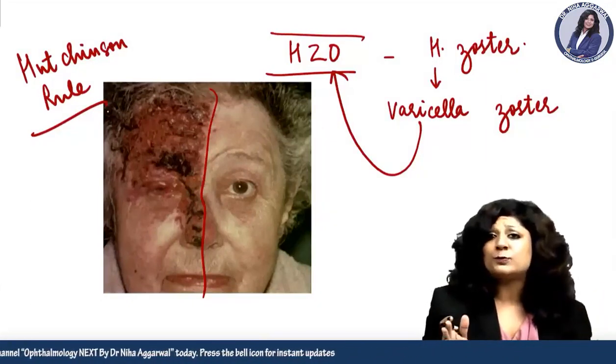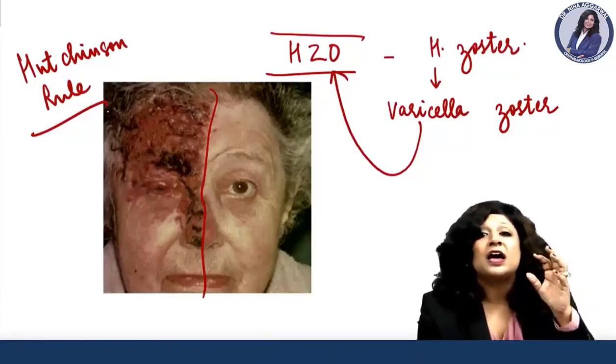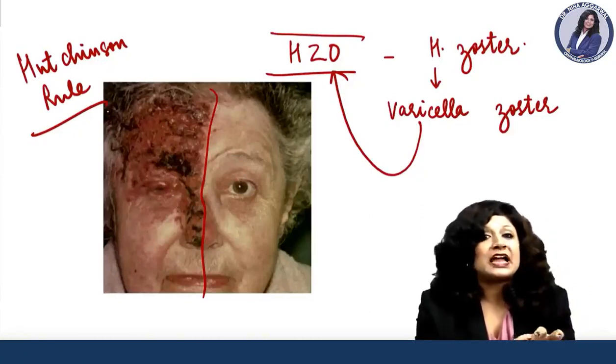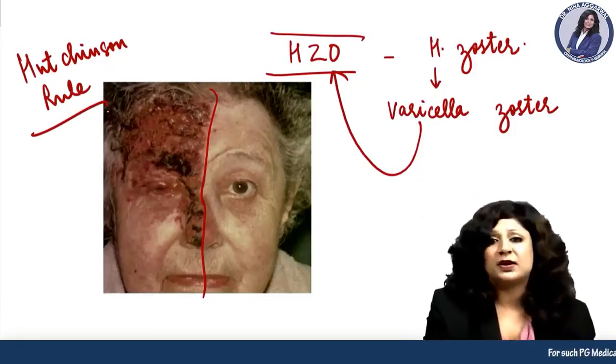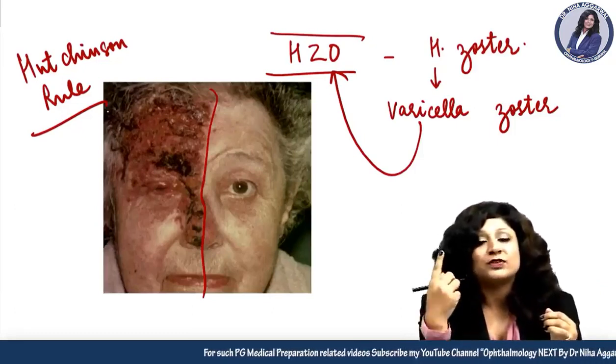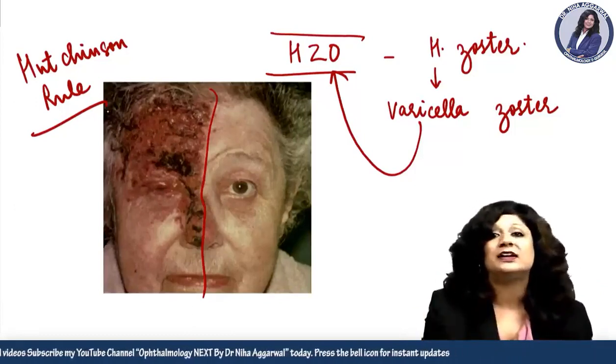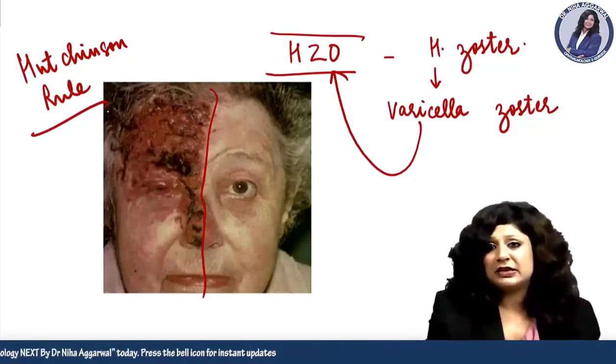Though it is not foolproof, most of the time it holds good, and we as ophthalmologists use this rule to decide when to start the treatment. I will start the treatment as soon as I see involvement of the tip or the side of the nose, because I know the lacrimal division is involved earlier than the nasociliary portion.